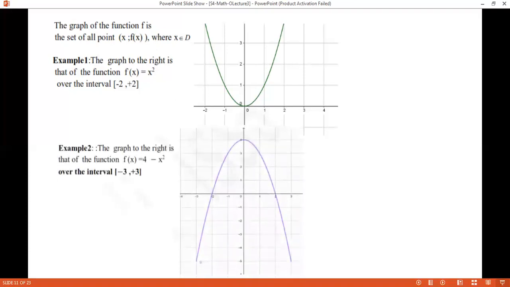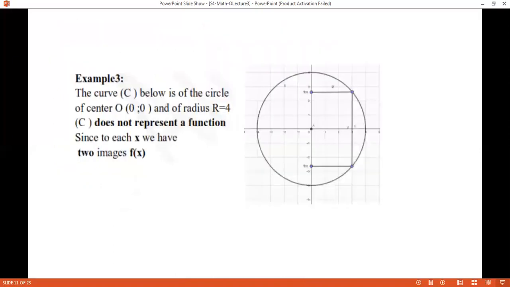If you look at this curve, it's f of x equals 4 minus x squared. Of course, you are not going to memorize them right now. Just look at the curve. The interval is from -3 till +3, as you can see, and it's a function because for every x, there's only one f of x.